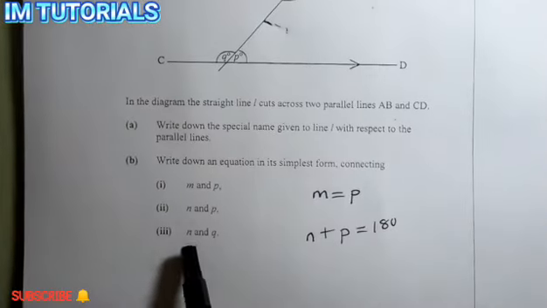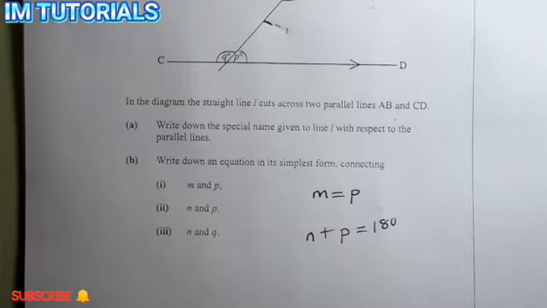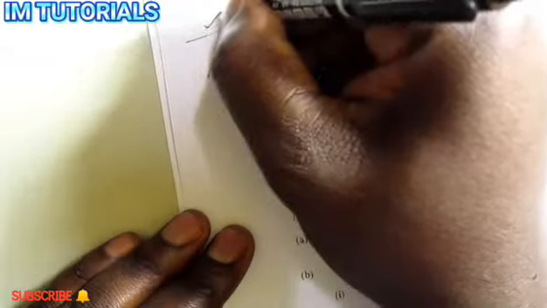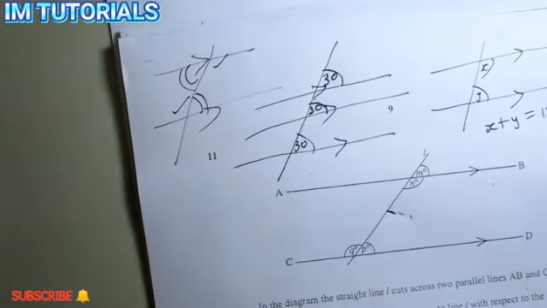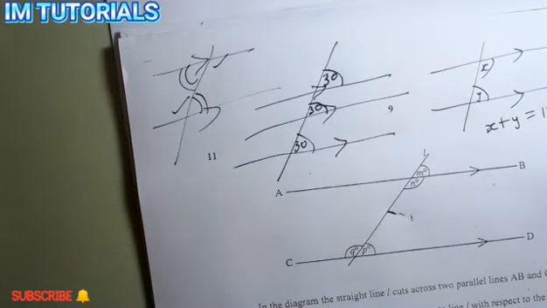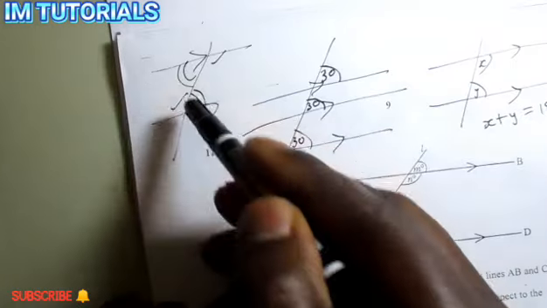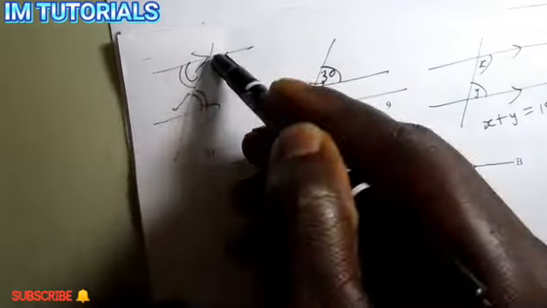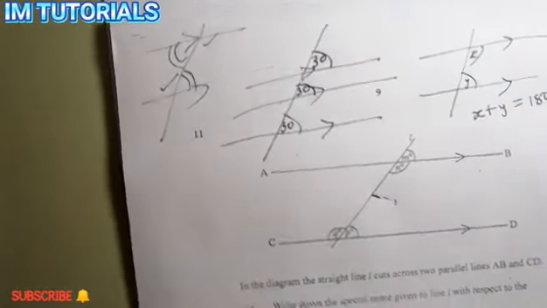Connecting N and Q. Where is N? Where is Q? If you have parallel lines and the transversal line, this angle and this angle are equal to each other through the concept of Z angles. This angle and also this angle are equal to each other through the concept of Z angles. We call them Z angles or alternate angles. So this angle and this angle are equal, this angle and this angle are equal. I hope you are following.